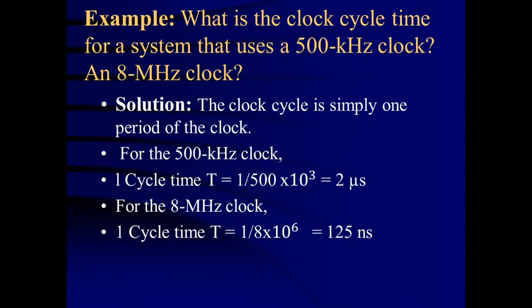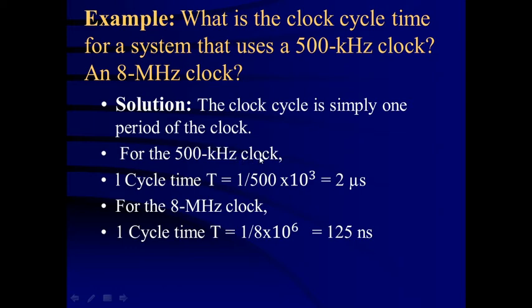Now, we will find out what the basic time interval is. Basic time interval is nothing but the periodic time. Related to that, there is a small example. What is the clock cycle time for a system that uses either a 500 kilohertz clock or an 8 megahertz clock? The solution: the clock cycle is simply one period of the clock.